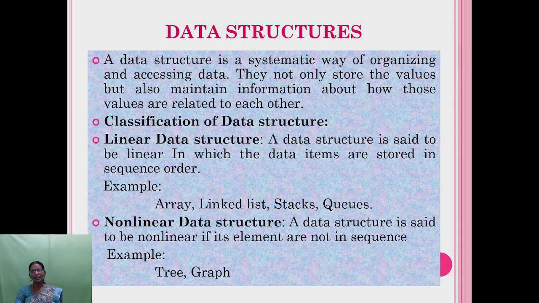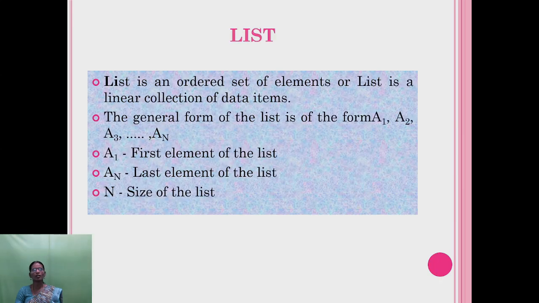Linear data structures and non-linear data structures. Linear data structure means all the data items are arranged in a sequential manner, for example the array, linked list, stack, queue, etc. Non-linear data structure means the elements are not arranged in a sequential order. Tree and graph are examples of non-linear data structures. So we got to set it.